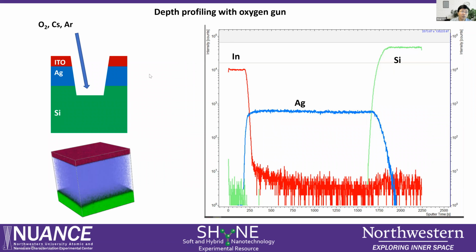Another useful feature is the depth profile we talked about. This is ITO on silver and on silicon. We sputter, and after sputtering you can see the indium, the silver, and the silicon. Then we can use the data to do 3D rendering, with the top layer ITO, indium, then the silver, and the silicon.